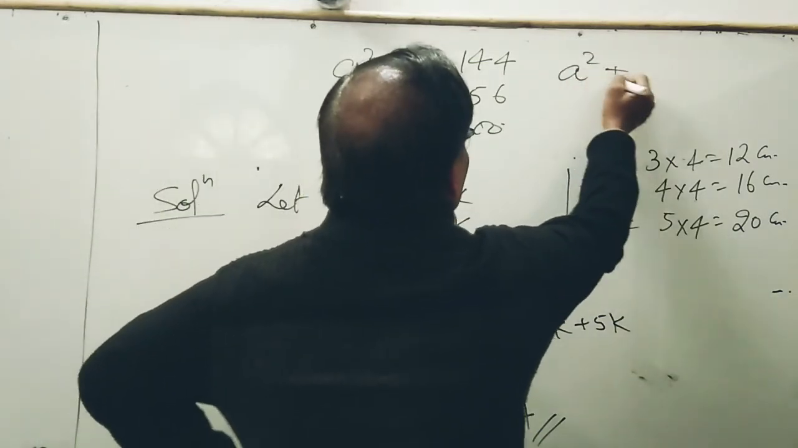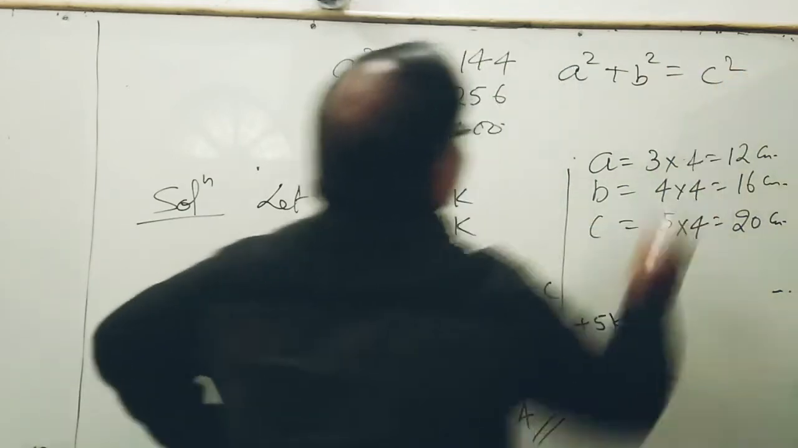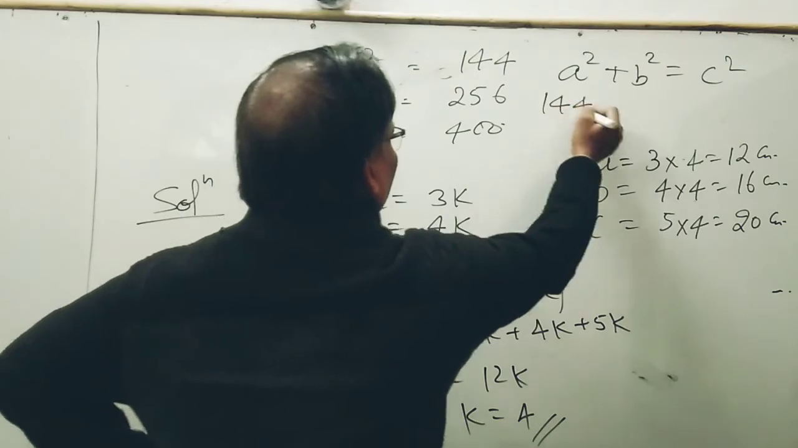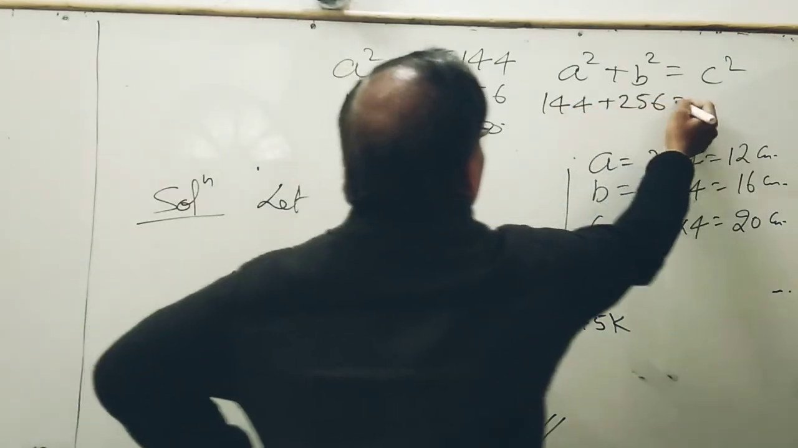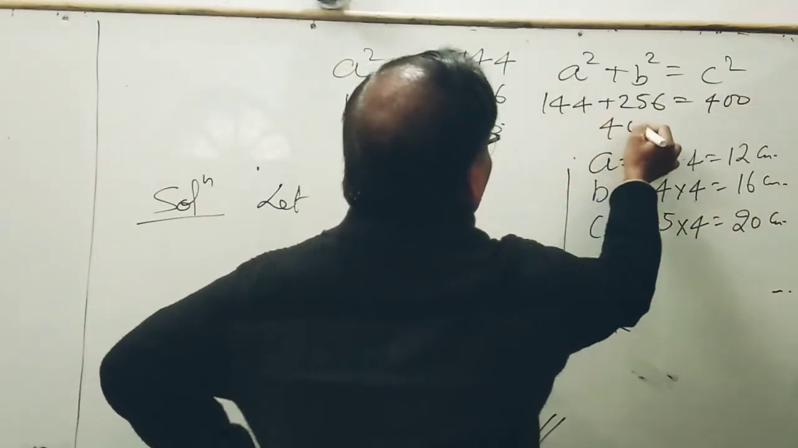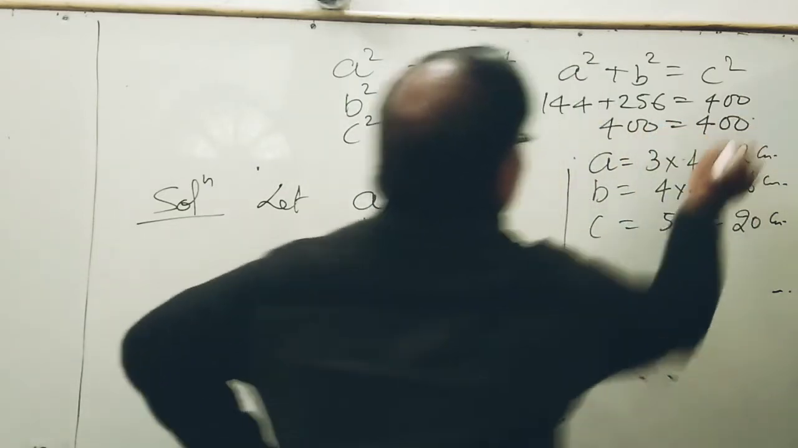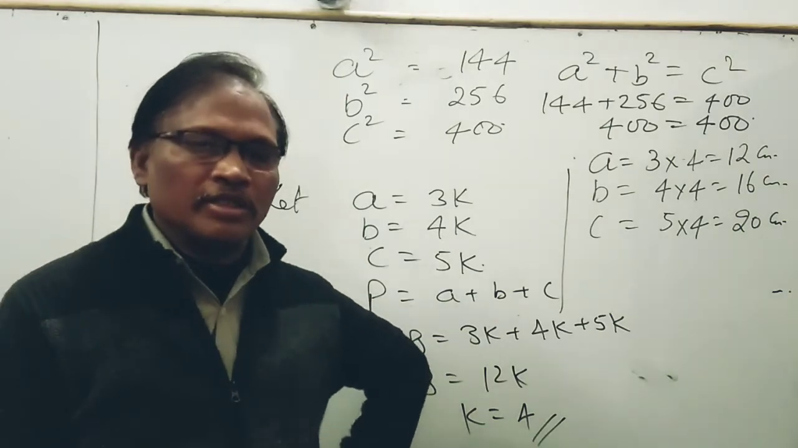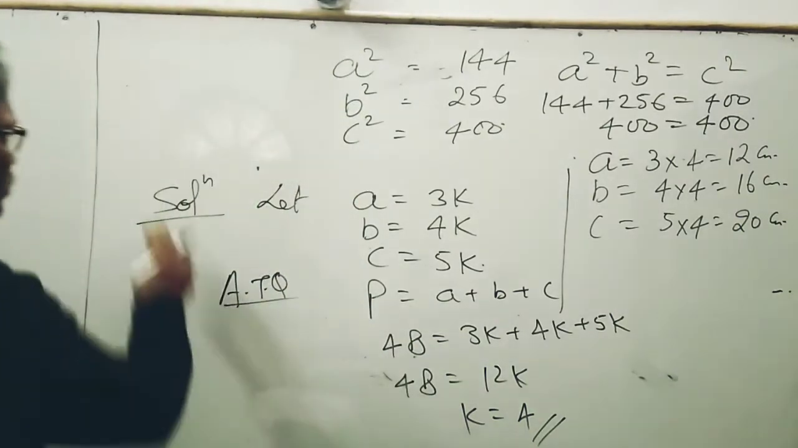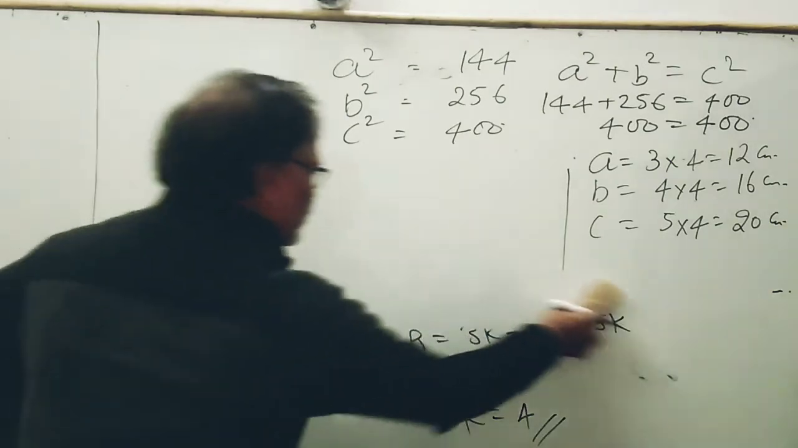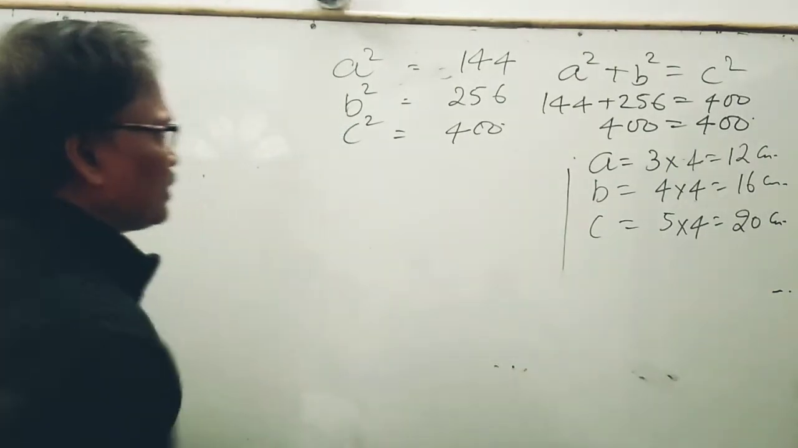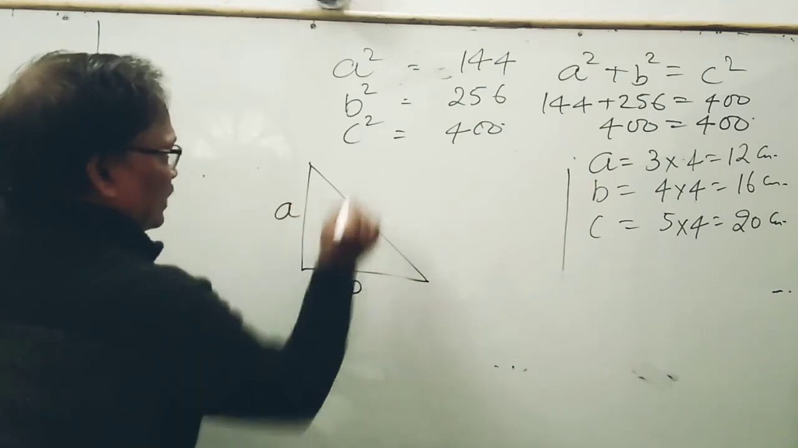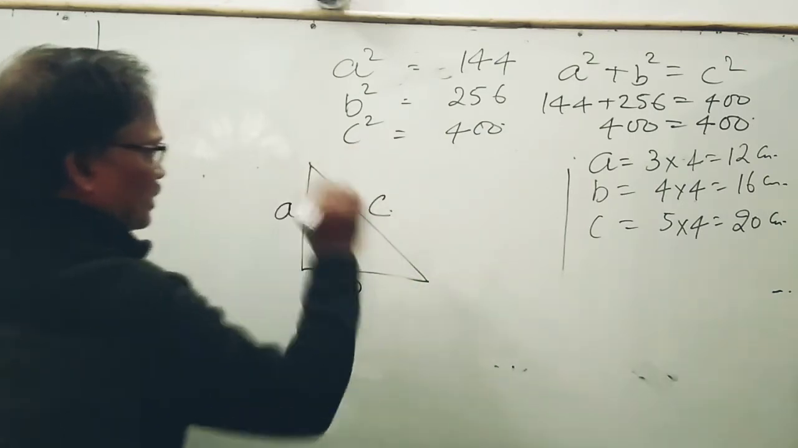And you can see that A square plus B square is equal to C square, because 144 plus 256 is equal to 400, means 400 is equal to 400. So this shows that it satisfies the Pythagoras theorem. अब Pythagoras theorem कोई भी ट्रायंगल अगर सेटिस्फाई करेगा इसका मतलब वो राइट एंगल ट्रायंगल है. तो राइट एंगल ट्रायंगल हम बना सकते हैं, C is the longest one. तो you can write here C.